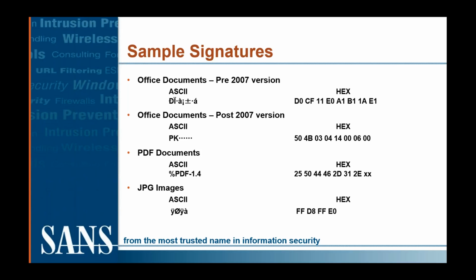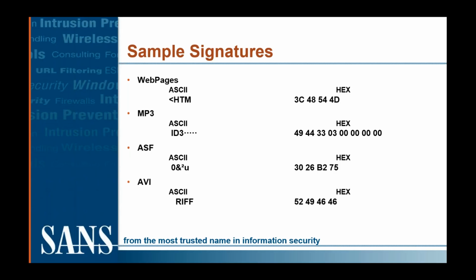PDF documents are going to start out %PDF, and their footer is %EOF for end of file. JPEG files, I always remember that as YOYA, and that YOYA is usually followed up with JFIF in capital letters, and we'll see examples of all of this in the Hex representation. FFD8, FFE0. We're certainly not going to cover all the file signatures that are available to us, but these are some of the most common ones that you're going to see. So we have some HTML, MP3s, some video files here.